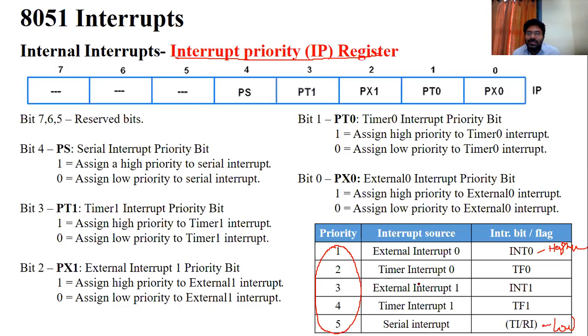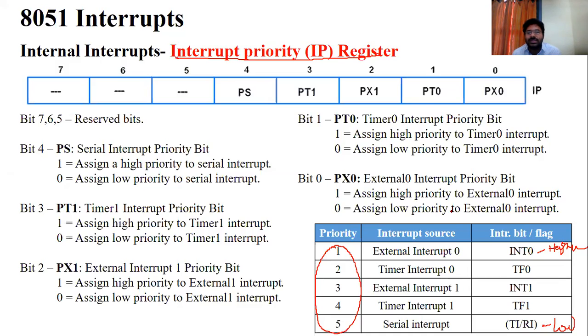Whenever you are connecting a device or writing a program, suppose you are connecting to interrupt 0, the microcontroller considers that the highest priority. But suppose you are connecting your device to the interrupt 1 pin, and you write the program accordingly. Then that interrupt 1 pin will act as the highest priority, based on your program. But in normal operating conditions, INT 0 is the highest priority and the serial interrupt is the lowest priority.